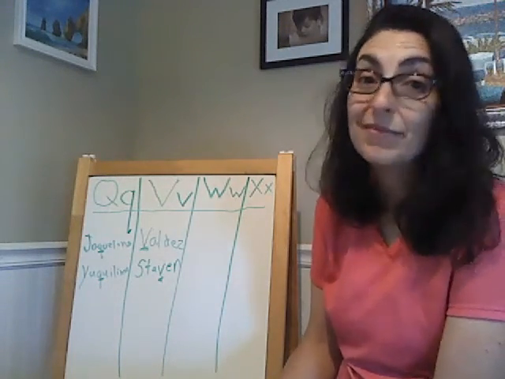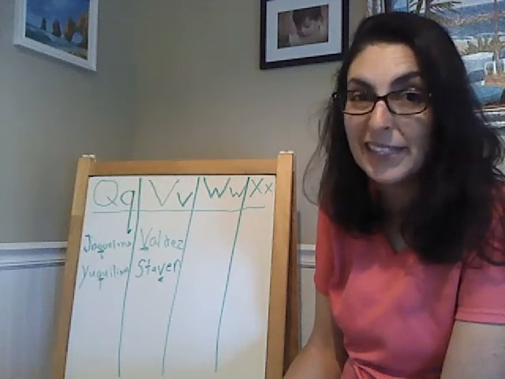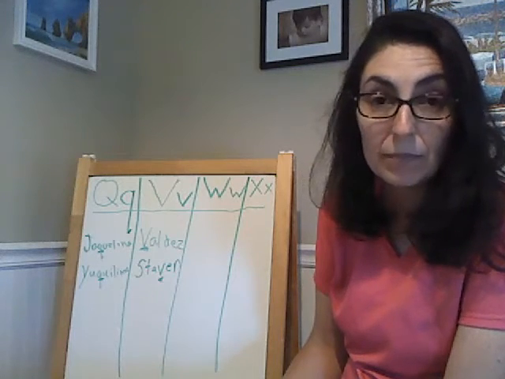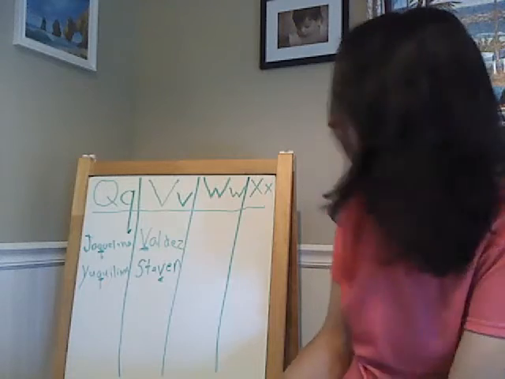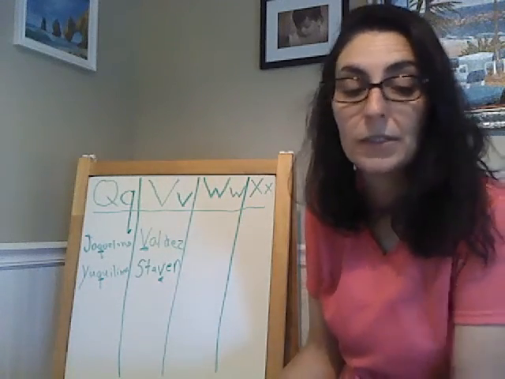And then, well, for W, I didn't find anybody. I didn't find a W in anybody's name today. I was looking, I didn't see any. Maybe you can ask if your mom and dad might have it in their name. Same with X. I didn't see it in any of our names or last names.